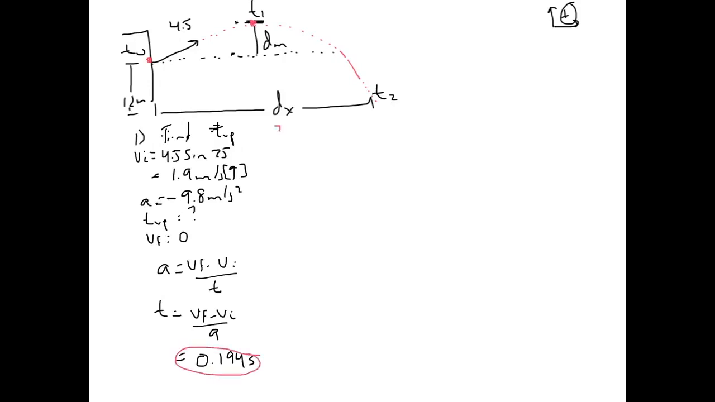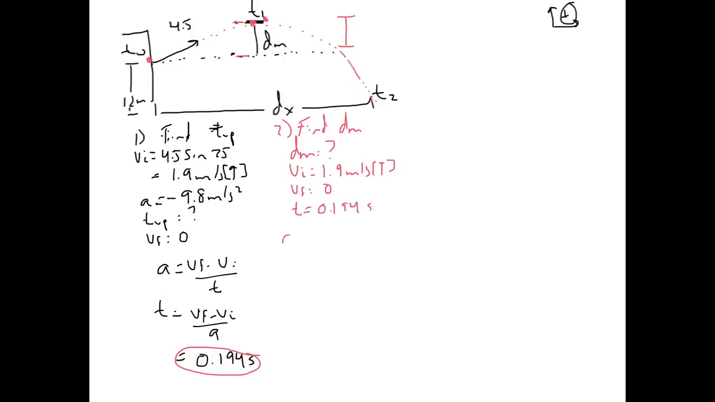Now the second part, let's find dm, because the next component is going to be able to find the time to go from time 1 to time 2. So we need to know that distance so we can add it to the 12. Should make sense. So let's find dm. dm is our question. Sorry, excuse me, getting ahead of myself. Our Vi is still 1.9 because we're trying to find that distance right there. 1.9 meters per second up. Vf is still 0, and time, we just figured out, is 0.194 seconds.